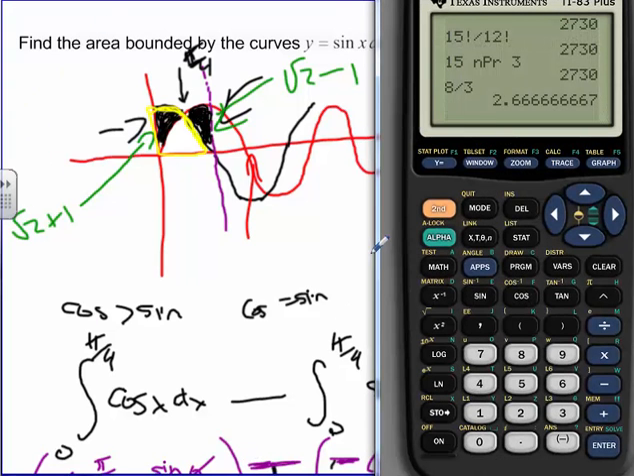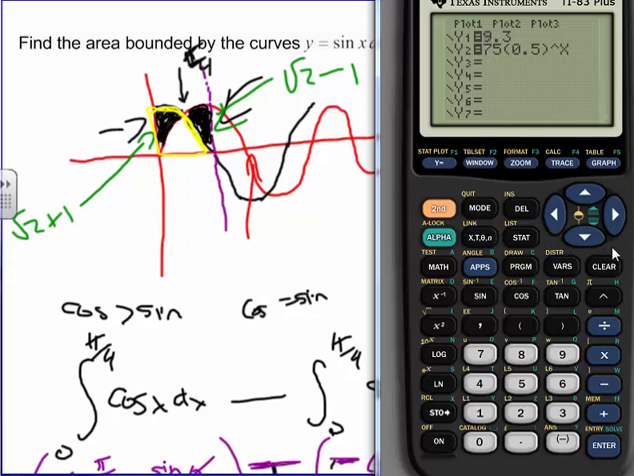And let's take a closer look. I'm going to do sine of x and cosine of x. And I'm going to make it go from 0 to pi over 4. And then in my y value, I'll make it go from 0 to 1, because it doesn't get any higher than 1.